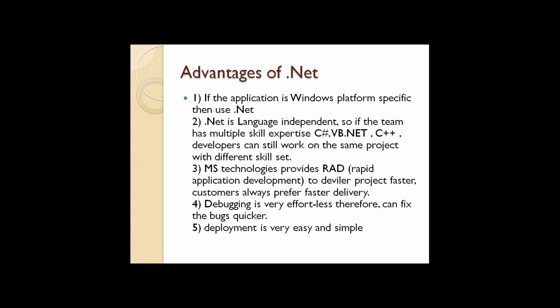So if the team has multiple skill expertise, C#, VB.NET, C++, developers can still work on the same project with different skill sets. So what is language independent? For example, if we have a team of size 20, out of the 20 people, 5 people are C# developers, 5 people are VB.NET developers, 5 people will develop the VC++ application, and the rest of the 5 people will know all three languages.